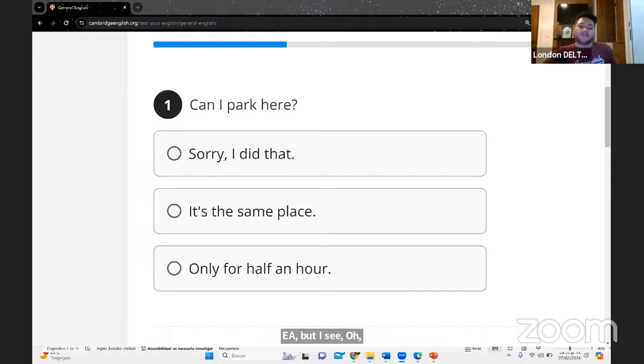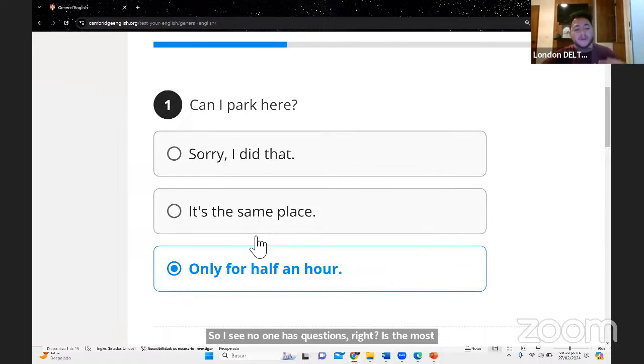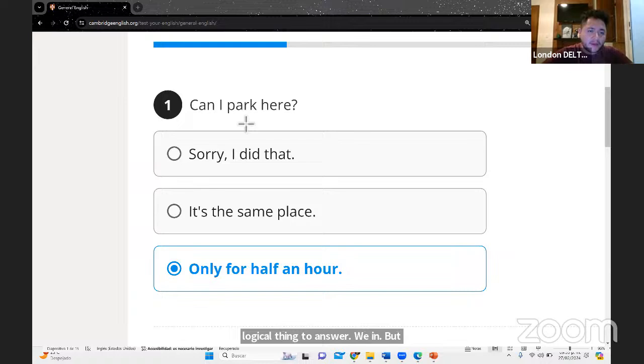Okay. So, yes, it's letter C. So I see no one has questions, right? It's the most logical thing to answer. Muy bien. Ahora vamos a hacer una pregunta. ¿Qué es park en esta pregunta? Vamos a hacer un poco de ejercicio con lo que acabamos de ver de las partes discursivas. Ale, park. ¿Qué uso tiene park?